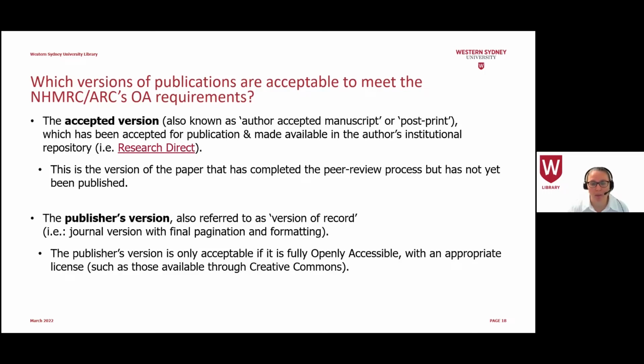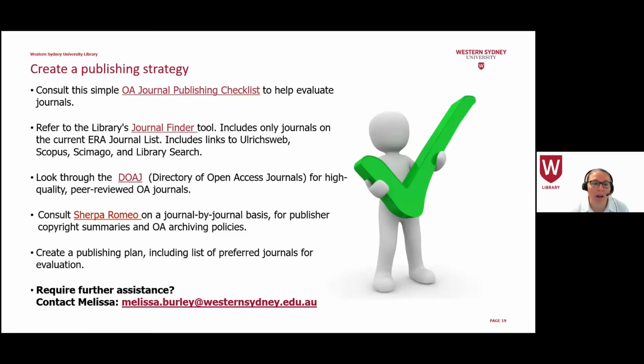So you couldn't use, say, a bronze open access article to fulfill this obligation. Okay, so when you're looking at creating your publishing strategy, I'd recommend you have a look at this simple open access journal publishing checklist. There's a link out here to help you evaluate different journals. I'd also highly recommend you have a look at the library's Journal Finder tool.